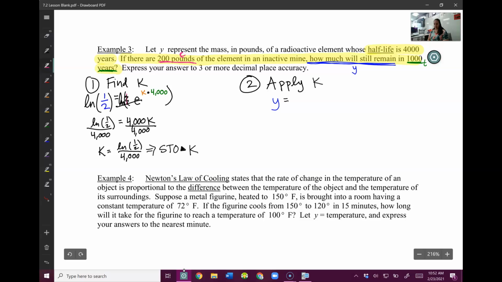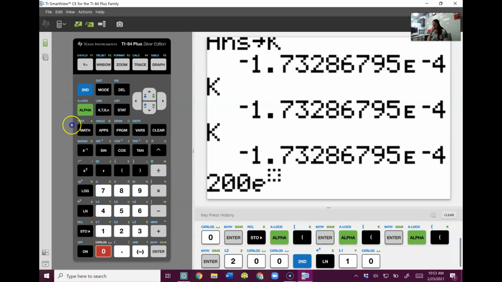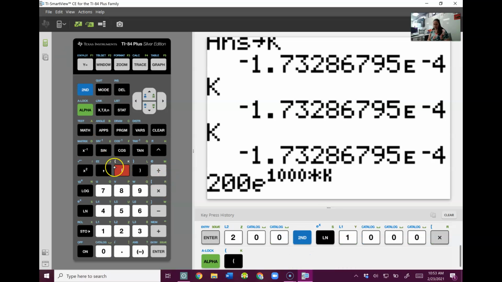I'm given that C is 200. I know that my K is stored. And I know that my T is 1,000. So now what I can do is just type all of that into my calculator, and I'll get an accurate answer because K is stored. So I go into here, and I type 200 e to the 1,000 times, and I do my stored K, alpha parentheses, enter.